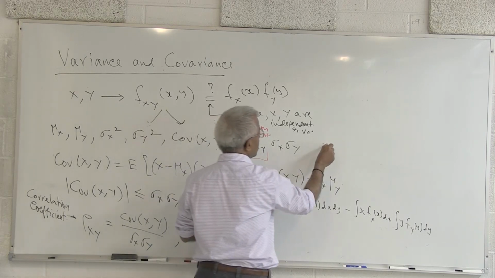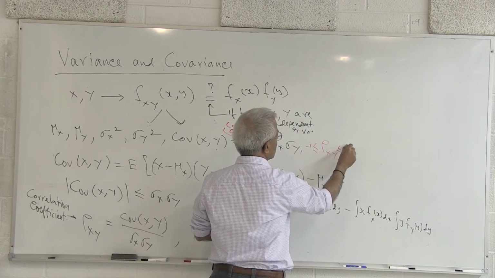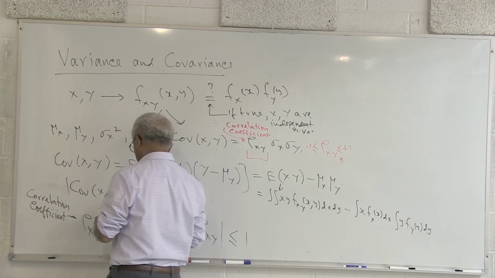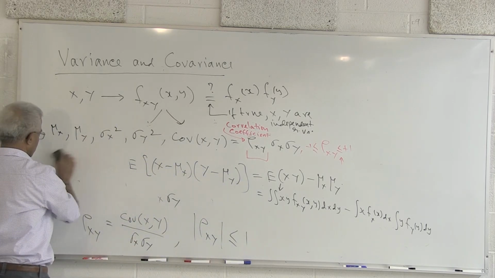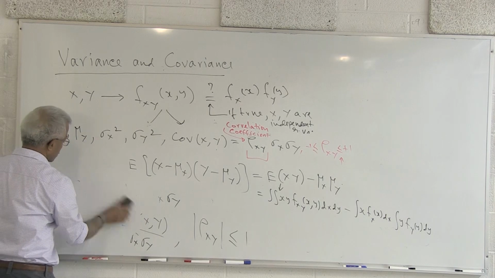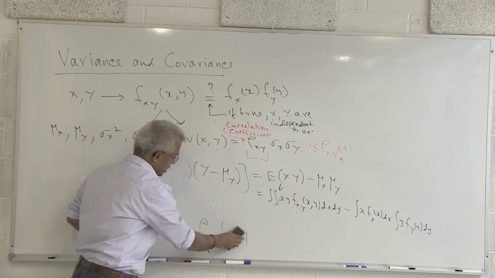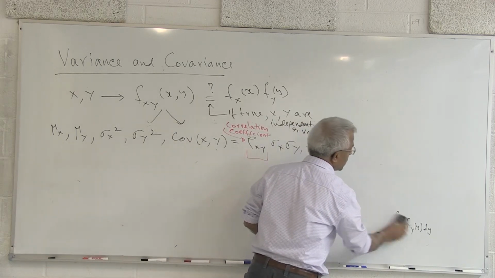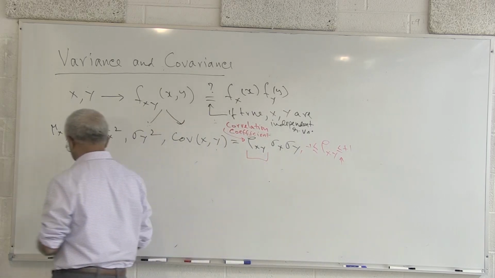Rho xy can be from -1 to +1, including both. So if rho is 0, we call the random variables uncorrelated. If rho is 1, then that means X and Y are completely synchronous, or coherent. X and Y are coherent random variables.